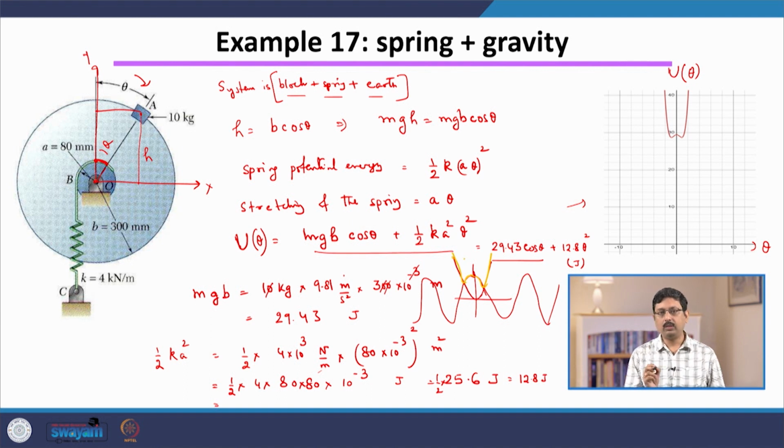because for small values of theta this cos theta term dominates, and the second term contributes little. But as you increase theta larger and larger, the cos theta can never become bigger than 29.43, but the second term does not have any restriction. So, for large theta the spring term is going to be the dominating term. So, we expect a net profile to look like this, and indeed if you draw this function you actually see that.